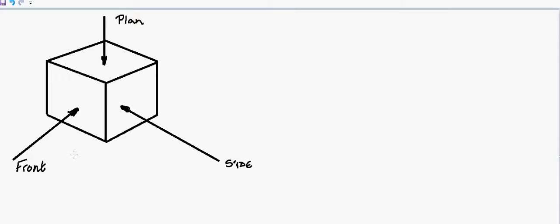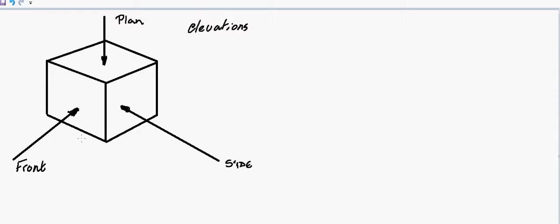So if you look at a plan of a house, you look directly down on top of the house, okay, as if somebody had taken the roof off, and you can see the bedroom, the bathroom, the toilet and all sorts of things. So you're looking at it from the top, okay. Now the front, the side and the plan are what we call elevations, okay. So this is the front elevation, this is the side elevation, and this is the plan elevation.